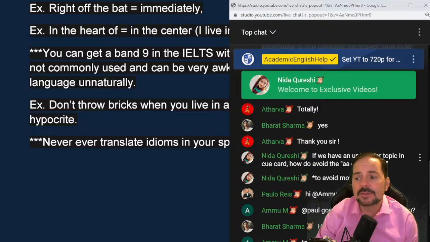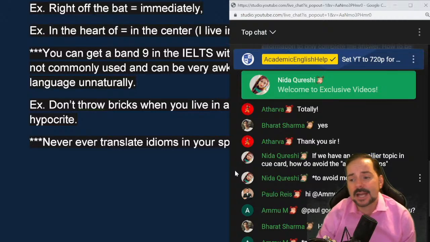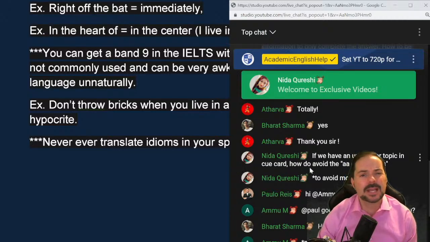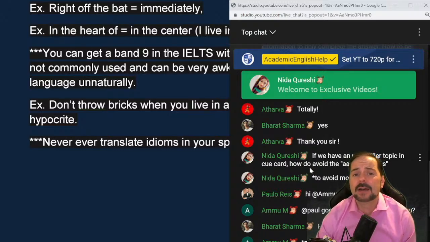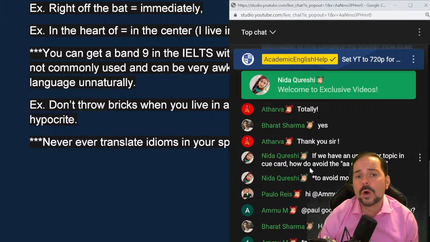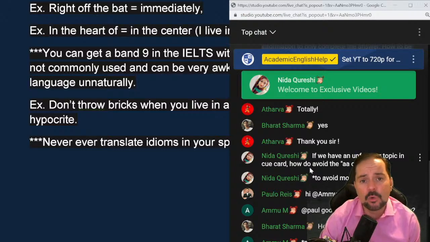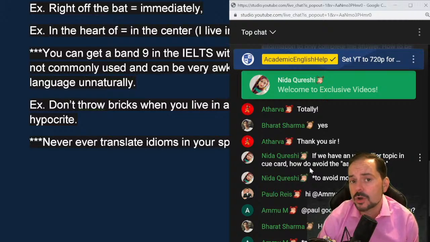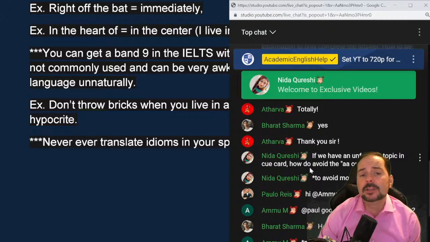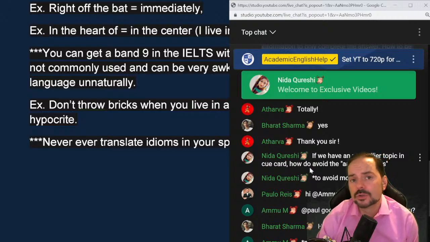Nita is saying, if we have an unfamiliar topic in the cue card, how do I avoid the natural fillers? Nita, I think somebody else asked about natural fillers. So you have to have good planning. You have to have good foresight. You have to know what you want to say before you say it, Nita. So in part 2, it's really important that you take good notes in the 1 minute, and that you reflect on those notes. You use those notes. Look at the questions. Answer the questions on the card.